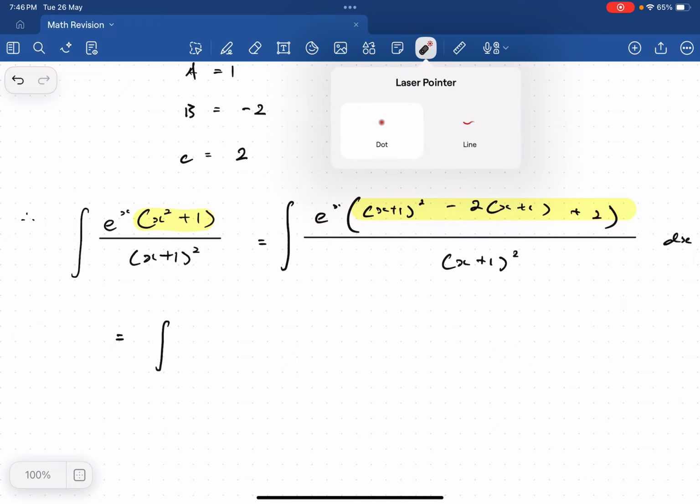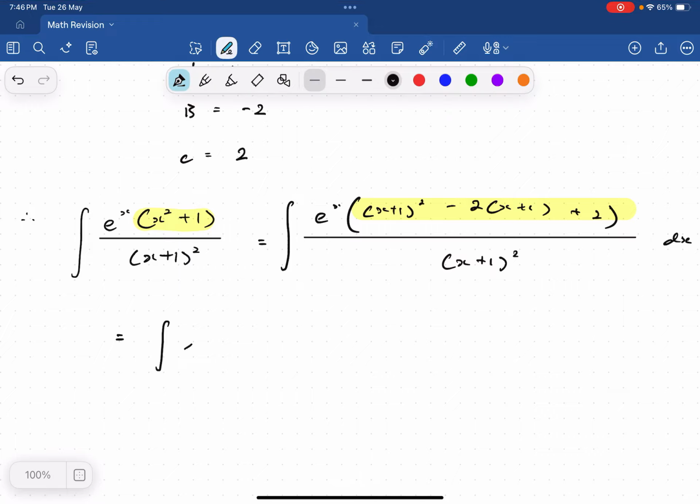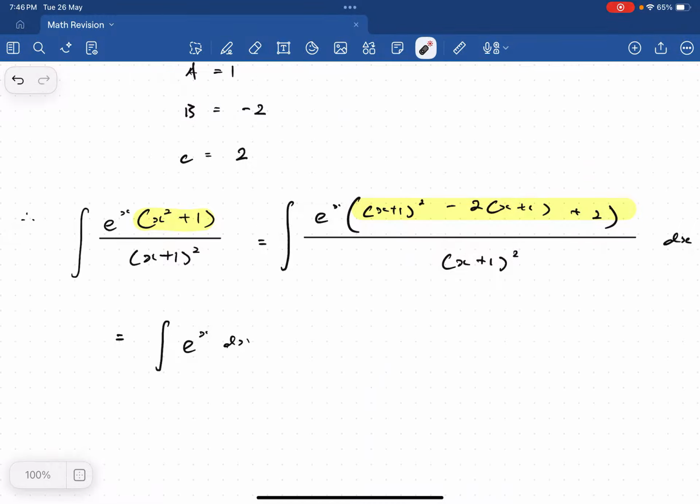So you see what is going to happen here and here. Hang on, let me change this to a line. Okay, here and here are going to cancel, which means that this first term here is just e^x dx. You follow me so far? And the second one, I'm expressing it as minus 2 e^x times (x plus 1) over (x plus 1) squared. So this x plus 1 term and this (x plus 1) squared term are going to cancel.